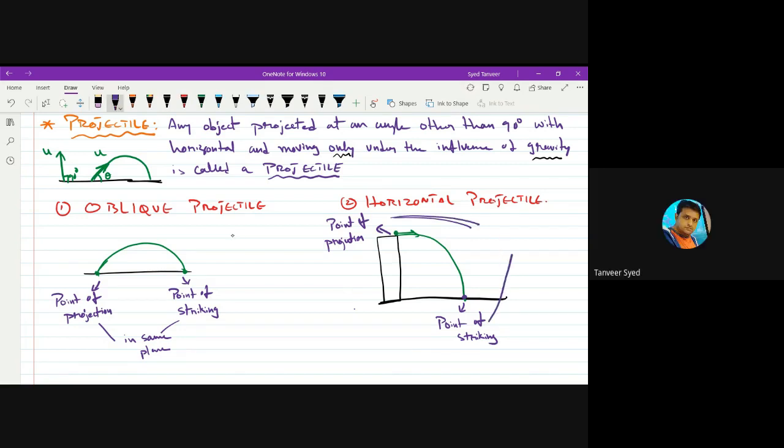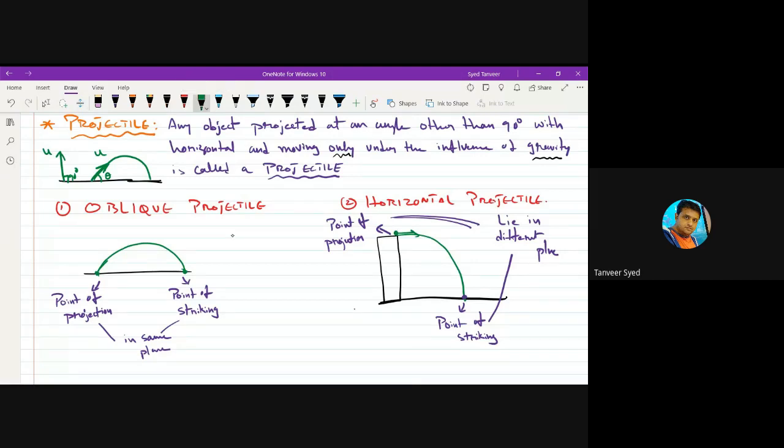In the horizontal projectile, the point of projection and point of striking lie in different planes. Point of projection is in this plane. Point of striking is in this plane. They are different. We call such a projectile a horizontal projectile. And this horizontal projectile can also be like this.